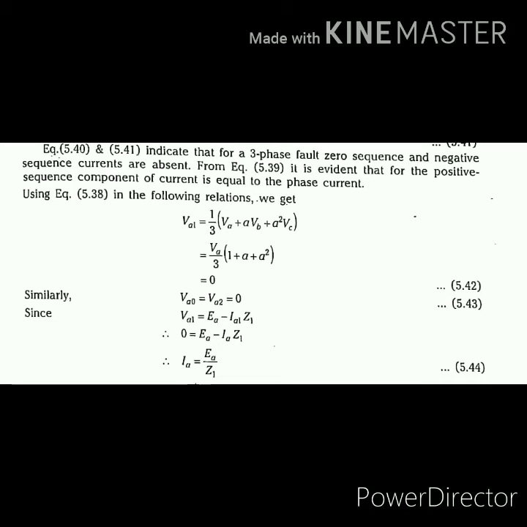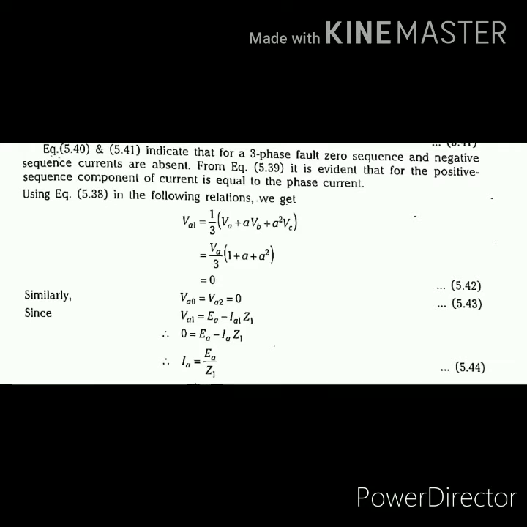But the major thing you can notice over here is that negative and zero sequence currents are absent, meaning they are equal to 0. Only the positive sequence current exists, and that positive sequence current IA1 is equal to IA. Coming to the voltage relation, VA1 is equal to 1 by 3 times (VA plus A into VB plus A square into VC). But we know that VB and VC are equal to VA from the relation 5.38.